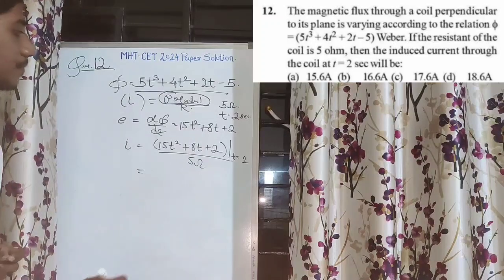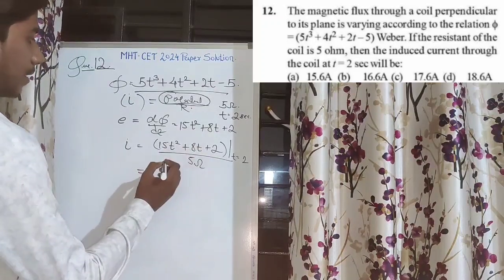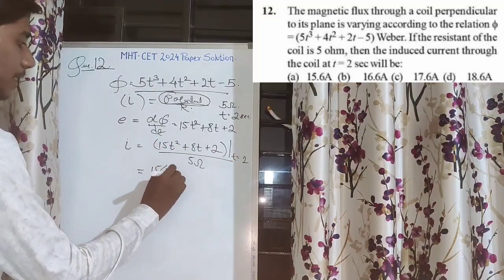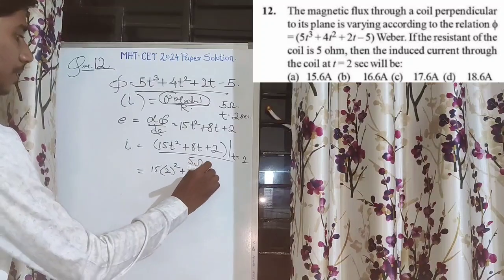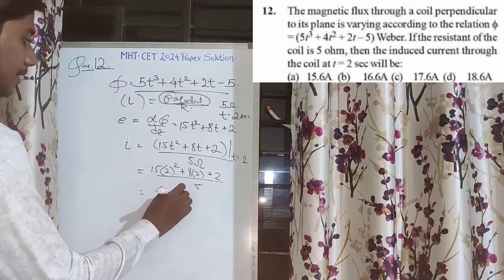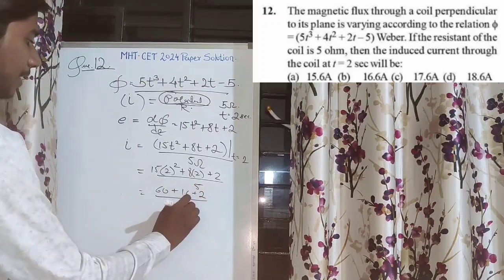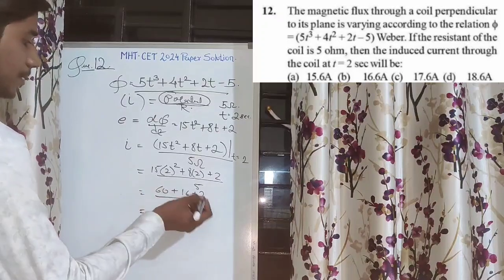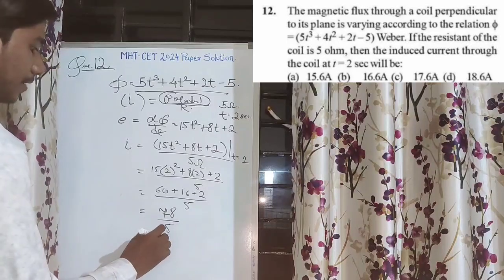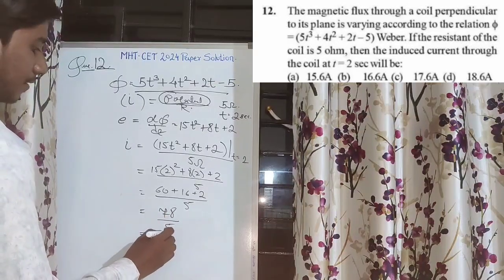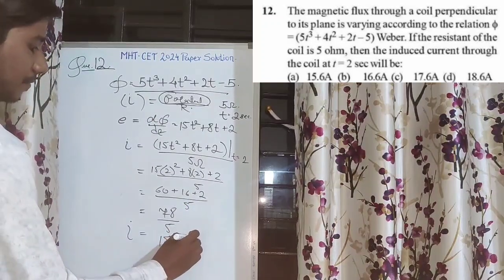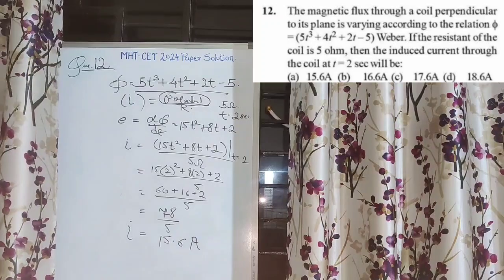So let us find it out simply. We get 15 into 2 square plus 8 into 2 plus 2, upon 5. 15 times 4 is 60, plus 8 times 2 is 16, plus 2, divided by 5. We get 78 by 5, which becomes 15.6. I think it's in amperes. Am I correct?